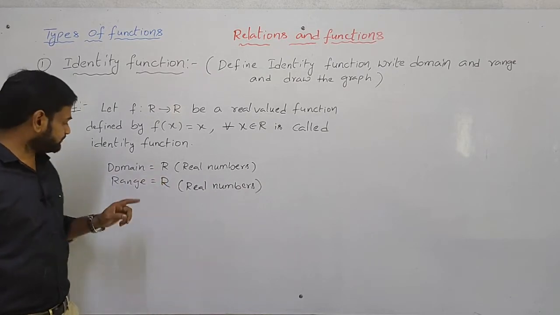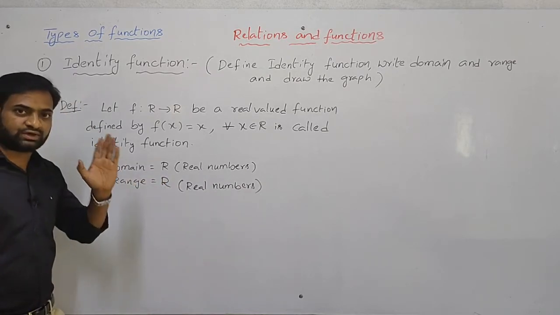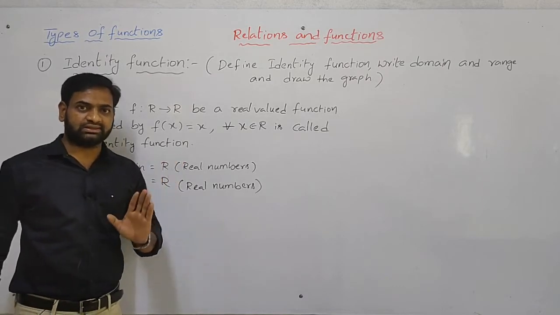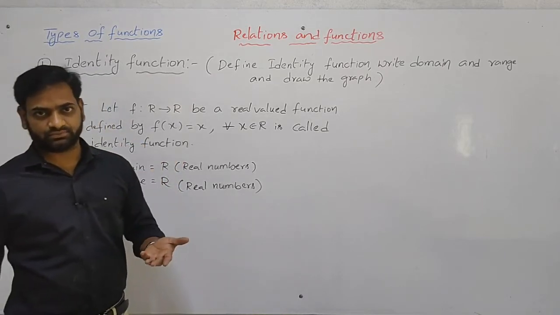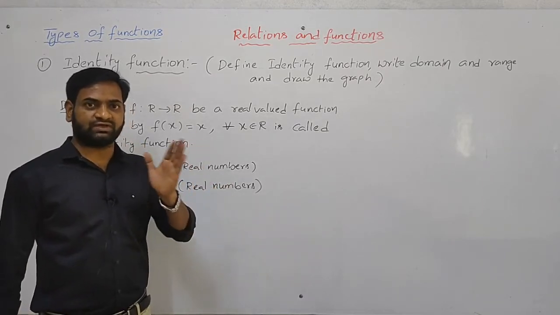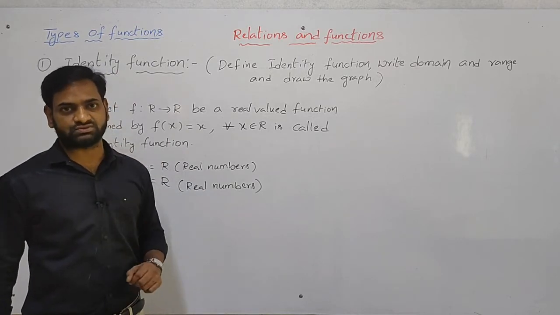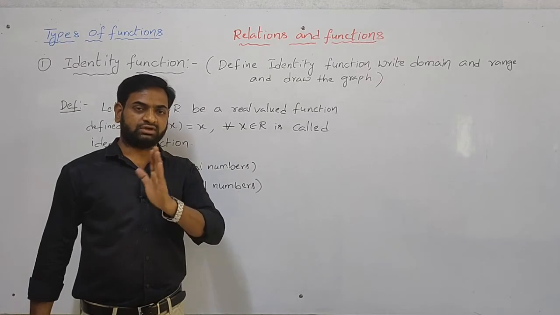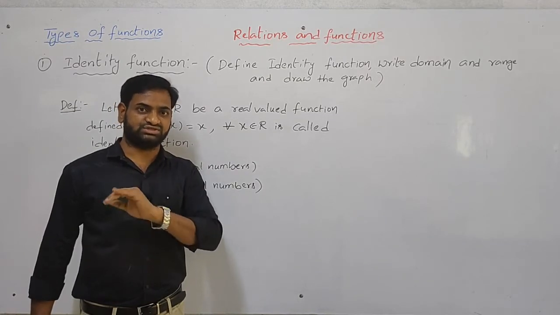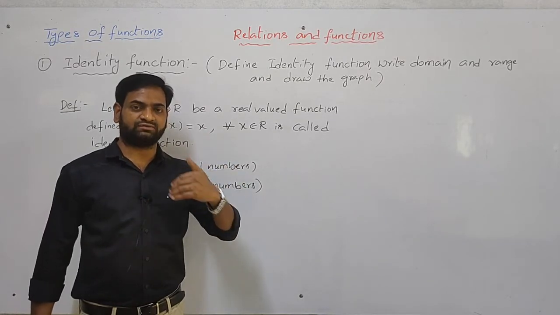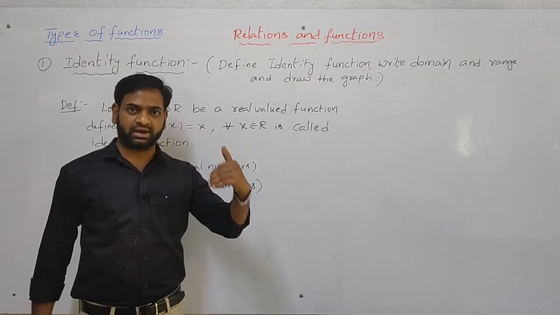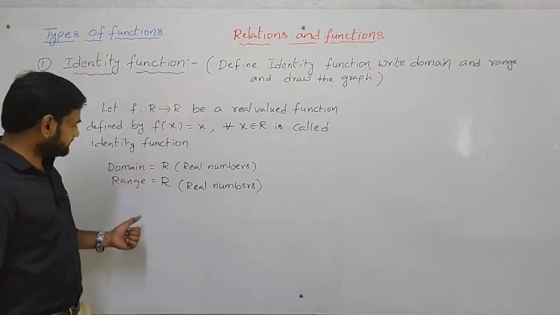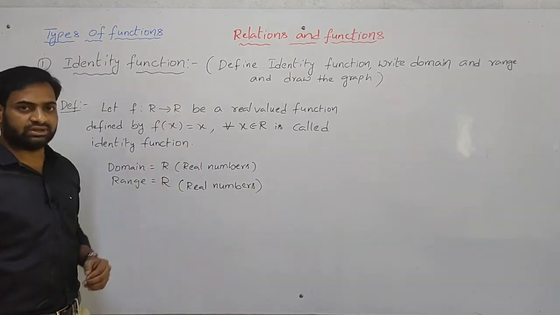Next, if x value is 10, f of x value is also 10. That means x and f of x have the same values. So x value is called the domain, while f of x values are called the range. Here x value and f of x value are both the same, so domain and range are also the same. So the range is real numbers.